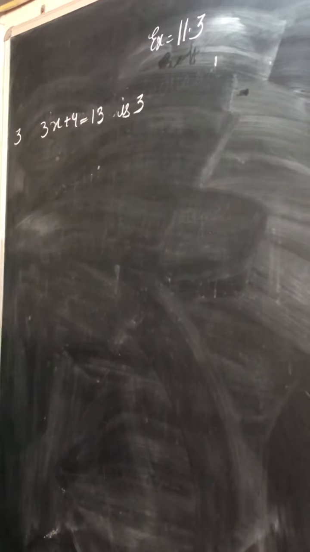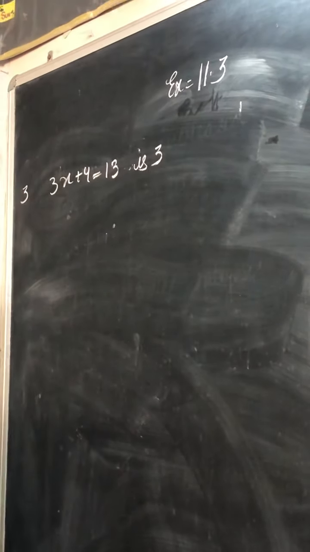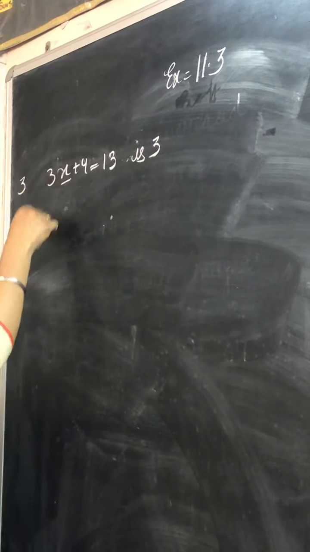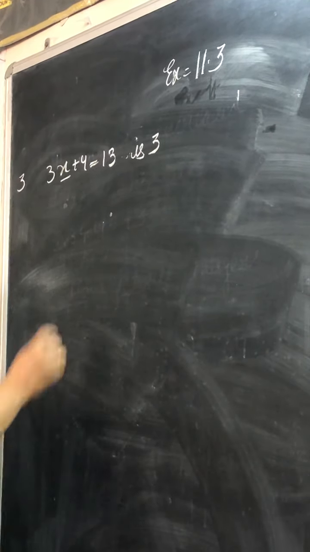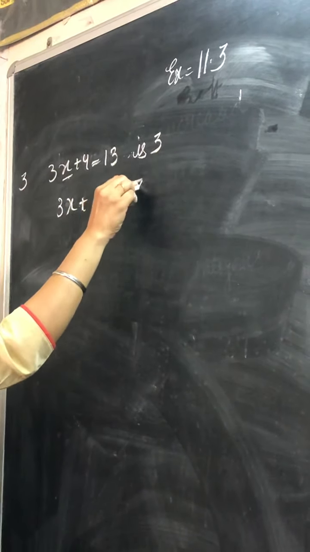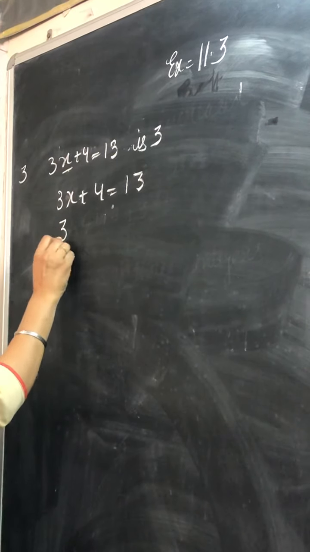Now student, in the third sum, verify by substitution. First of all, we will find the value of x. After finding the value of x, we will verify this sum. The statement which they have given us is 3x plus 4 is equal to 13. Here we will find the value of x.